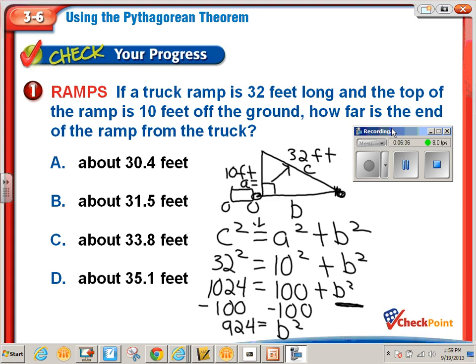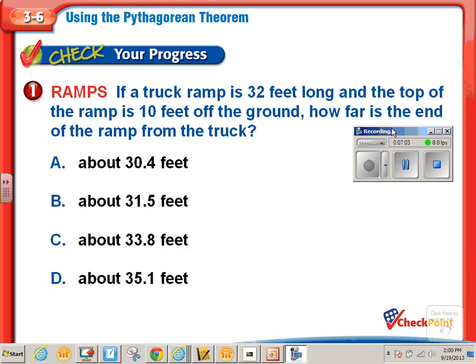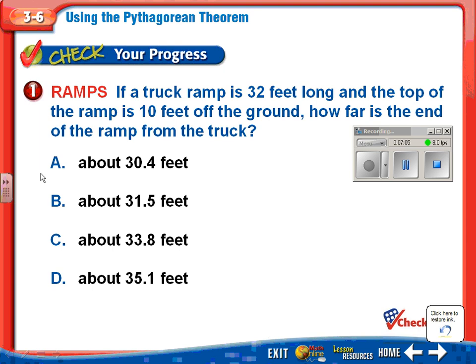From here, once again, we're not trying to solve for B squared, we want to solve for B. So we want to take the square root of not just 924, but also B squared. The square root of B squared is B, and the square root of 924 comes out to be 30.4 feet. Make sure you're paying attention to when it tells you to round. This particular problem does not tell you what to round to, but your final answer should be about 30.4 feet.